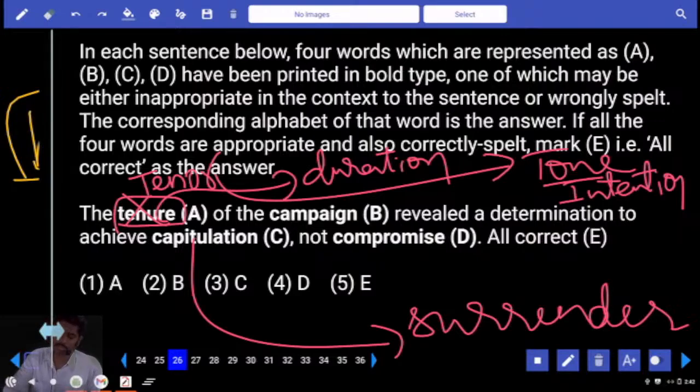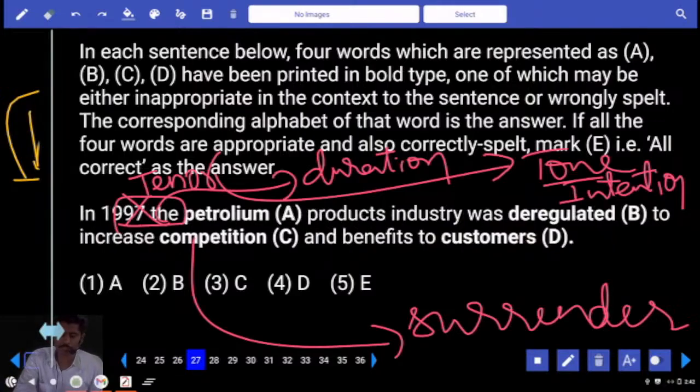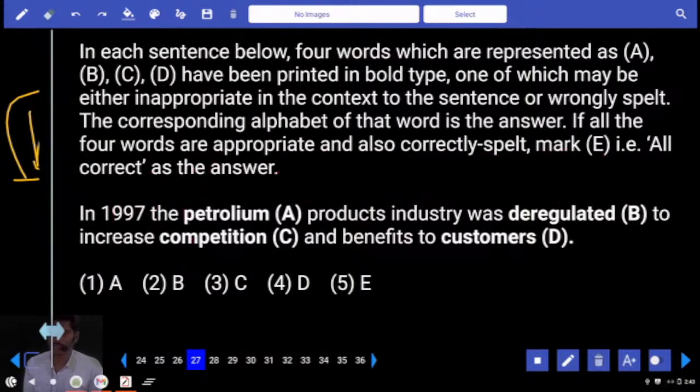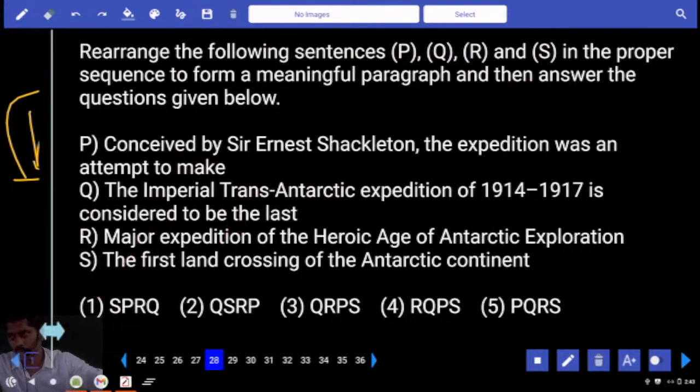Error is in the first part. Petroleum deregulated competition customers. Answer. What is the correct form? Instead of I, LE, UM. The first part contains an error. 28. Conceived.